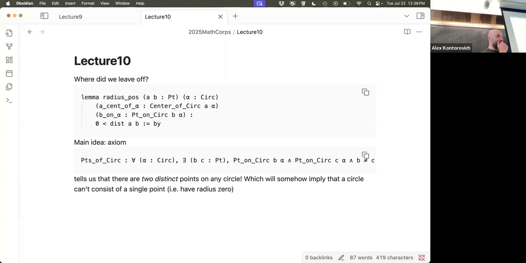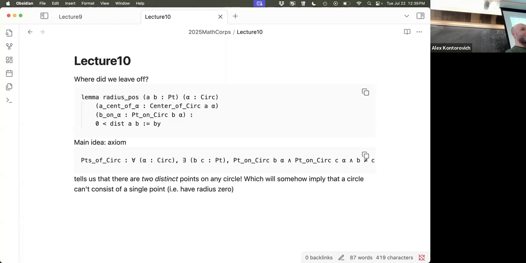Would you end up the same thing if you just had, instead of points of circle, a point of circle, but you only had one point on the circle, and then you just had an axiom that said the radius is not 0? Yeah, there will be other applications of this axiom.